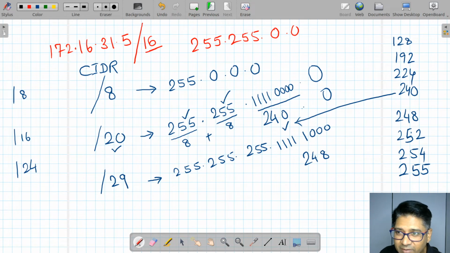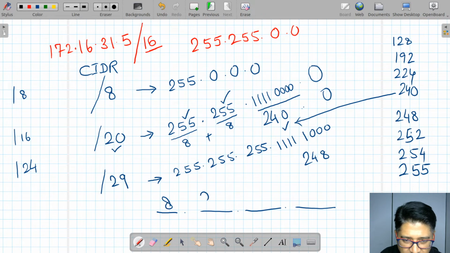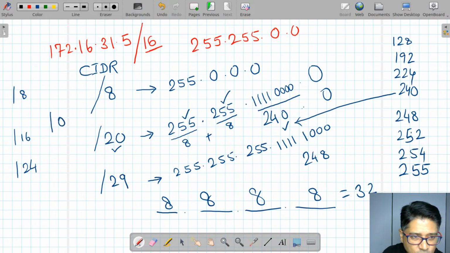Is it easy if you remember this table? This is the addition table. Do you remember it? Yes, sir. Excellent. If you remember this table, everything is easy. If they ask you any CIDR value, always remember that an IP address contains 4 octets of 8 bits each: 8 plus 8 plus 8 plus 8, total 32. So CIDR can be from /0 up to /32.